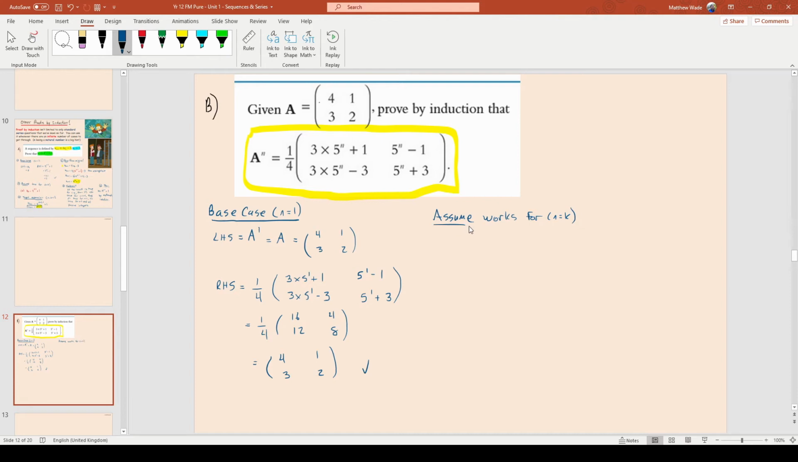Cool. Because if you assume it works for n equals k, here's what you're going to find. You're going to find that a to the k, lots of writing, this is going to be a page's worth, a to the k equals a quarter, and it's going to be 3 times 5 to the k, it is necessary to do this, unfortunately, plus 1, over 3 times 5 to the k, take 3. 5 to the k minus 1, and 5 to the k plus 3. So there is our assumption, okay?